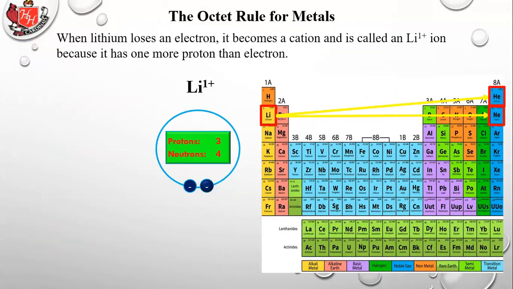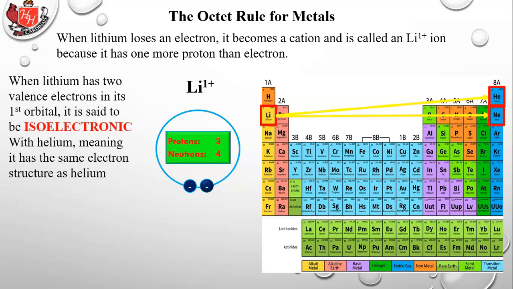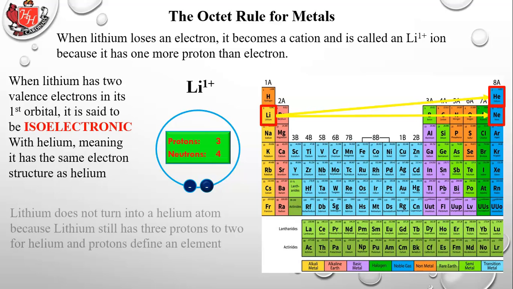When lithium loses an electron, it becomes a cation. That's a positively charged ion, and is called an Li1+ ion because it has one more proton than electron. When lithium has 2 valence electrons in its first orbital, it is said to be isoelectronic with helium, meaning it has the same electron structure as helium. So one orbital with 2 electrons is the same as helium.